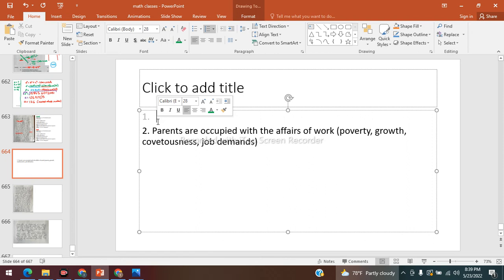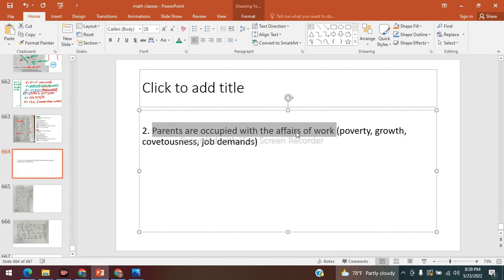But let's start with, if we were to make a strongest point, because this ain't a strongest point. Well, is it? Parents occupied with the affairs of work. I think that's primarily the reason. No, I don't think that's the first reason. I think the first reason is mentality, that they don't believe that they're responsible for their children. Because if they did, they would do it.